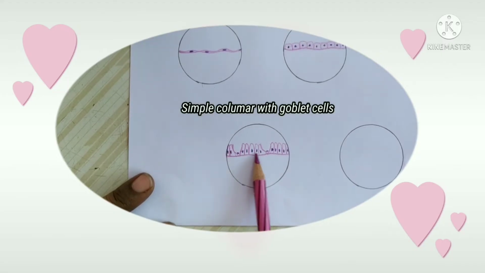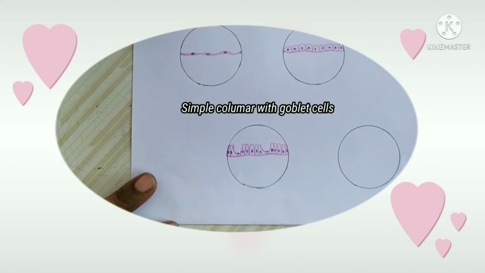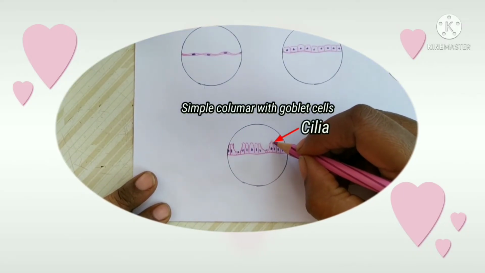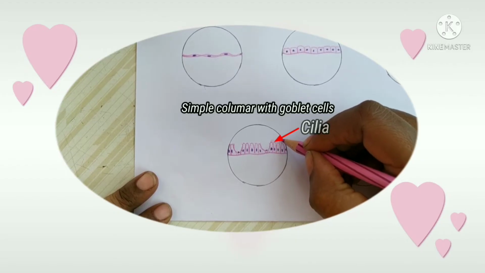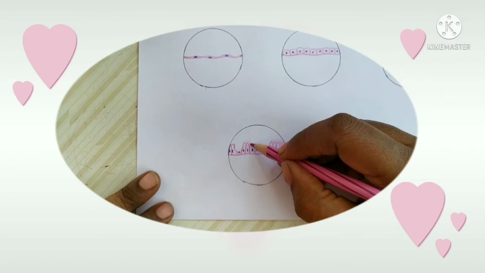And you also have cilia. Cilia are nothing but hair-like extensions from the apical surface of the columnar cells. They will be present in the trachea and also the bronchi.